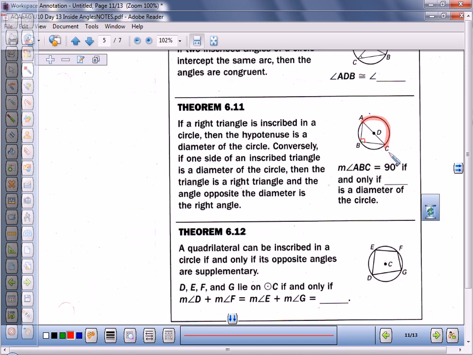So if a right triangle is inscribed in a circle, then the hypotenuse is the diameter of the circle. Conversely, which means switch it, if one side of an inscribed triangle is the diameter of a circle, then the triangle is a right triangle. And the angle opposite the diameter is a right angle. So the measure of angle ABC equals 90 if and only if AC is the diameter of the circle.